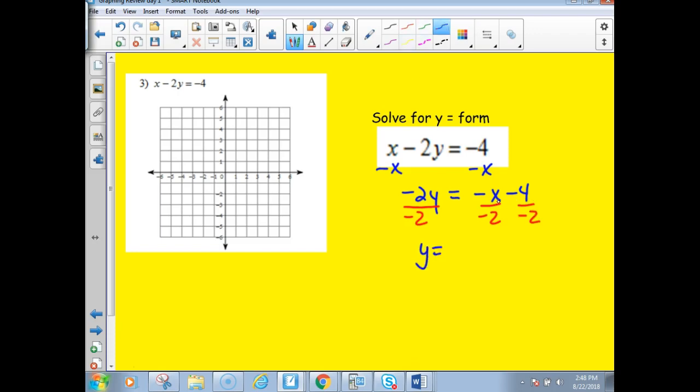Simplify, y equals, this is -1x divided by -2. Simplify that. You should never leave a negative over a negative. That would be positive 1/2 x. And plus 2. So the starting point is 2 on the y-axis, and the slope is up 1, right 2. The reverse of up 1, right 2, going back to my y-intercept, would be down 1, left 2. Good luck.